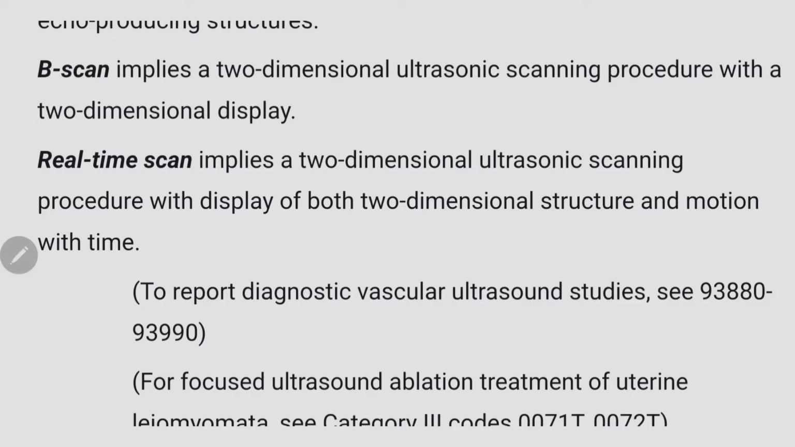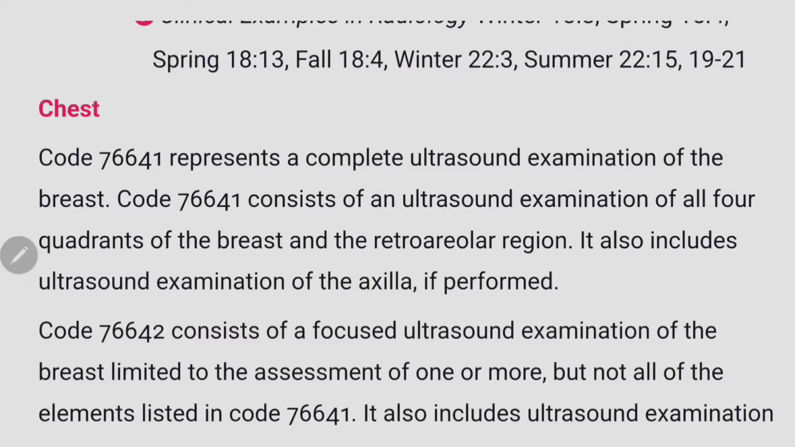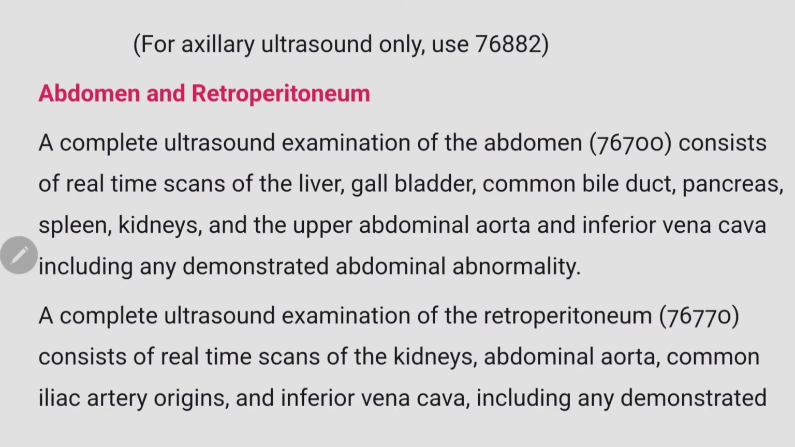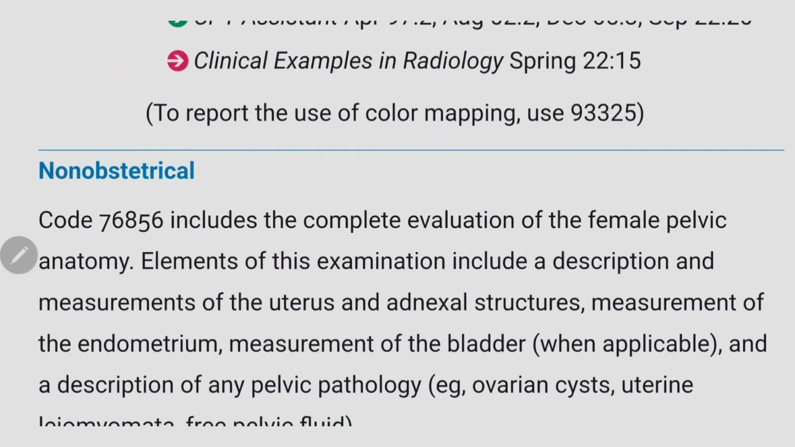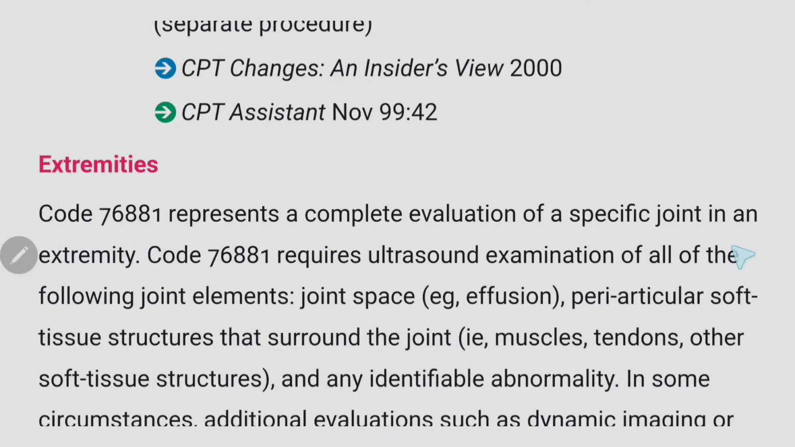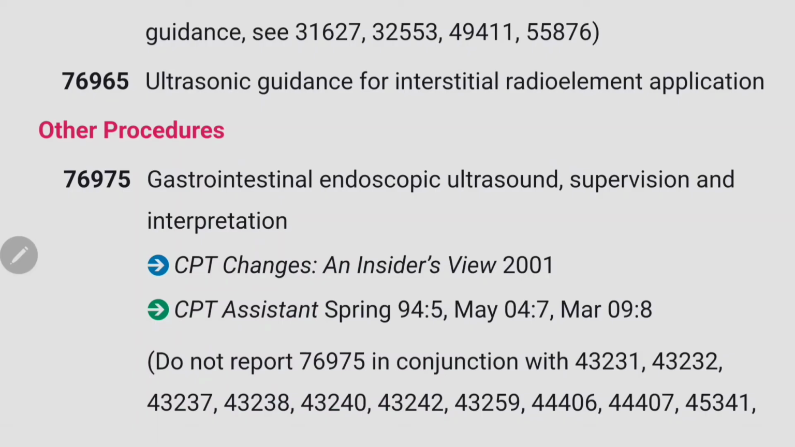Under diagnostic ultrasound we also have codes for different anatomical regions, that is head and neck, chest, abdomen and retroperitoneum, spinal canal, pelvis, non-obstetrical, genitalia, extremities, ultrasonic guidance procedures, and we have codes for other procedures. Just go through the codes and also look at the parenthetical notes below the code while solving questions.